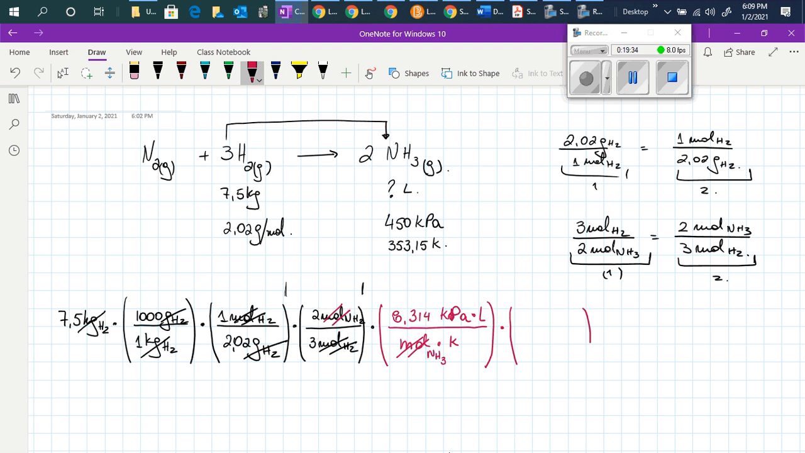We'll cancel out Kelvin first. So we have 353.15 Kelvin over 1. Why over 1? Because we always multiply with a ratio of 1 using different units. And now, up to here, what we had is kPa over Kelvin, and what we have up to here is kPa.